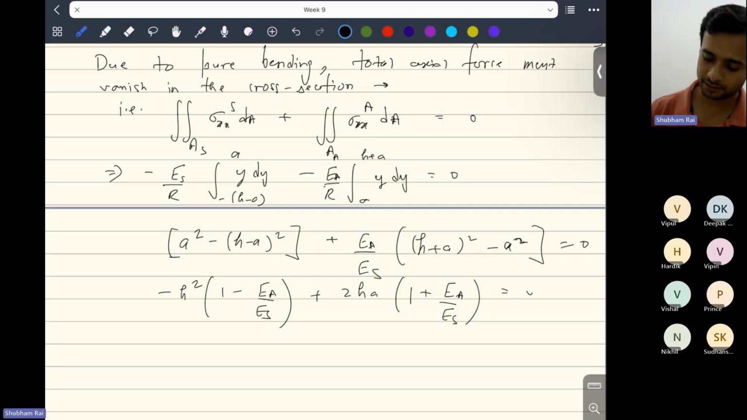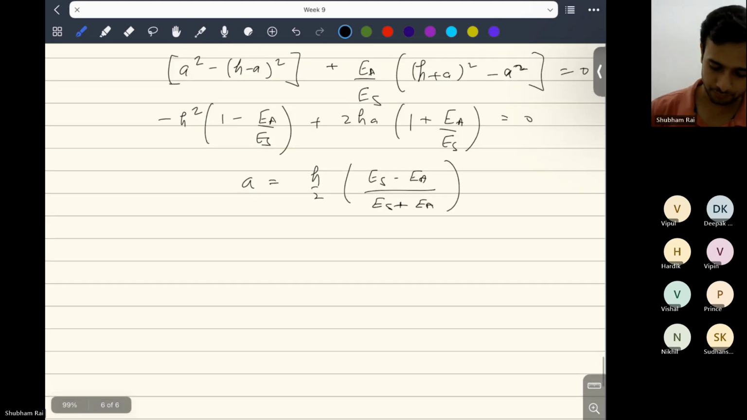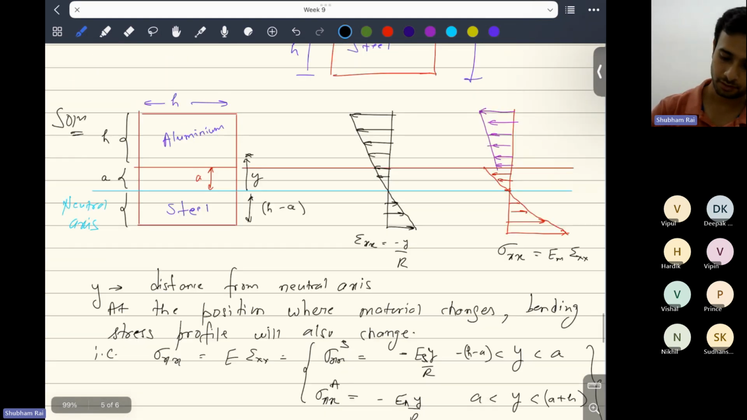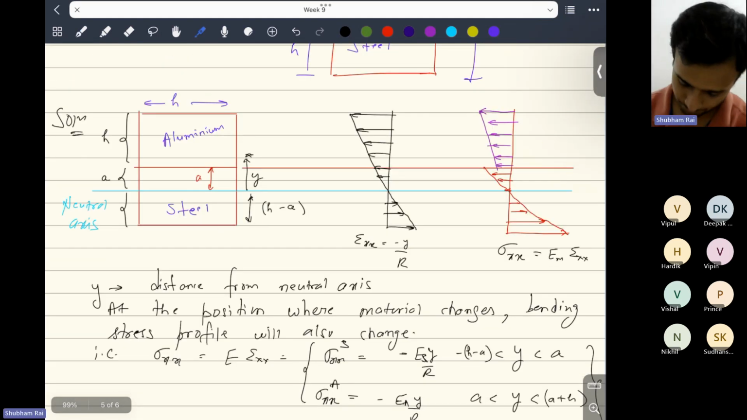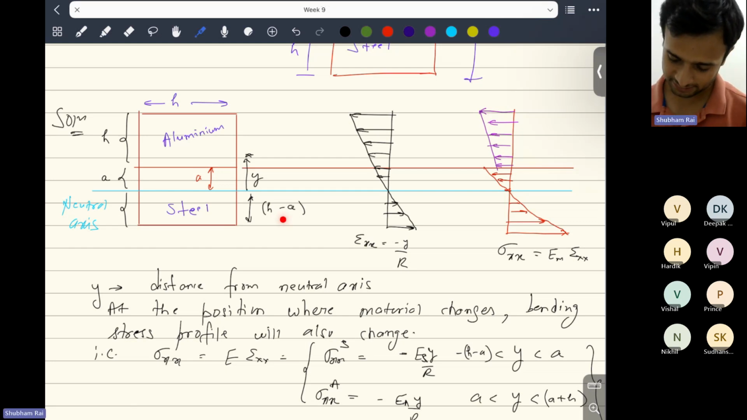And if you further solve, you will get a is equal to h by 2 times (Es minus Ea) over (Es plus Ea), right? So this will be the final expression. So this is the value of a, and from the bottom of the beam, the distance of neutral axis will be h minus a.